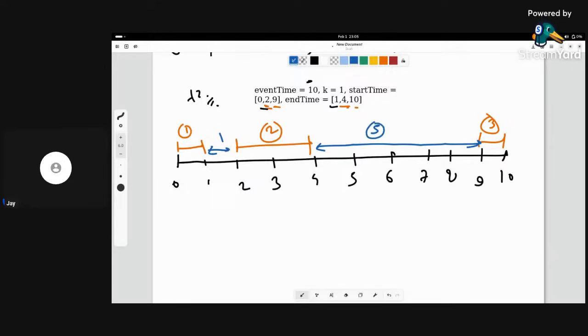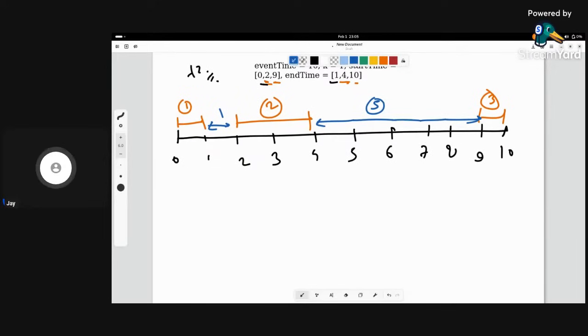Now, what you could do in this case is, there are a few things you could do. You could either shift the start time of 2 from 2 to 1, then even its end time would shift to the right by 1. Or you could shift this up to here, such that it ends exactly before 3 starts.